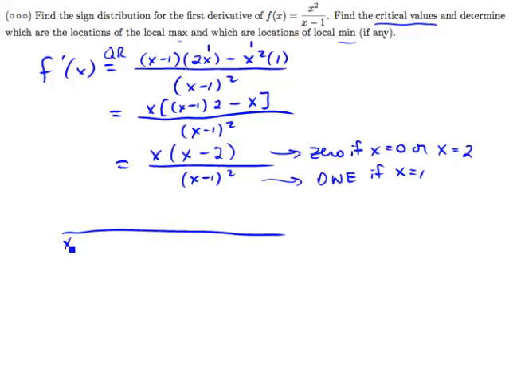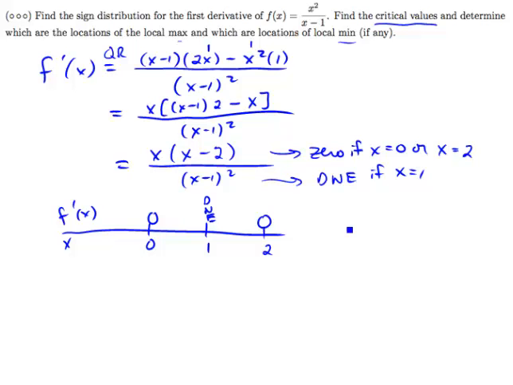The function that I'm finding the sign distribution for is f prime. So the signs of the values I'll put on the top of this line, and on the bottom of this line I'll put the x values. There are three important values here. These are their partitions: x values 0, 1, and 2, and I've discovered that the derivative is 0 at 0 and 2, and that it does not exist at x equal 1.